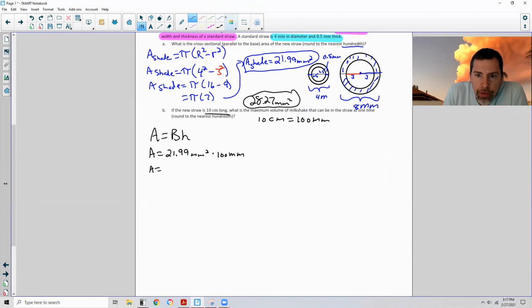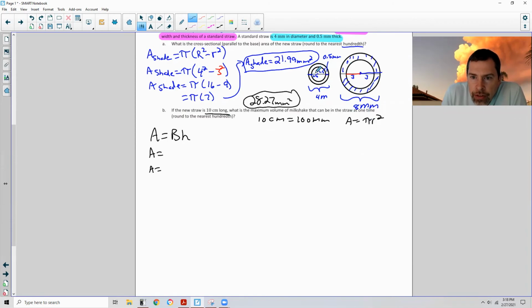Okay, so let's start this over. We don't want the value of the annulus. We want the area inside of the circle. So the area of a circle is pi r squared. We want to know how much volume is in the straw. All right, so area equals pi r squared.